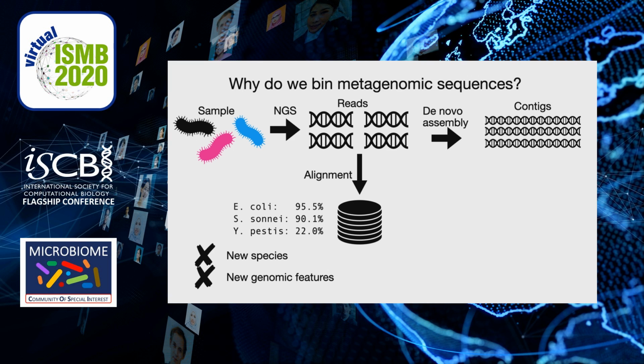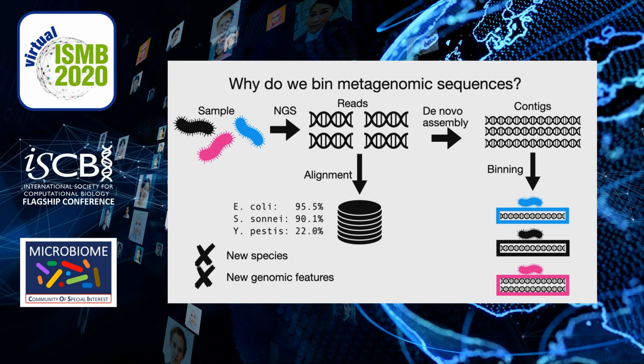An alternative is to use de novo assembly. Here your reads are assembled into longer contigs. But especially with metagenomic data, it's normally not possible to assemble one genome into a single contig. Instead, your genomes are spread across multiple contigs. In order to obtain your original genomes, you then have to resort to the process of binning. This process is grouping your contigs based on the genome of origin.